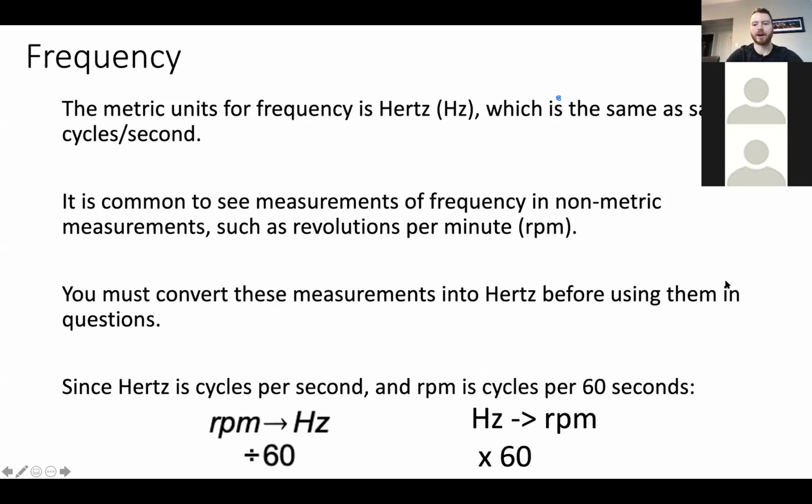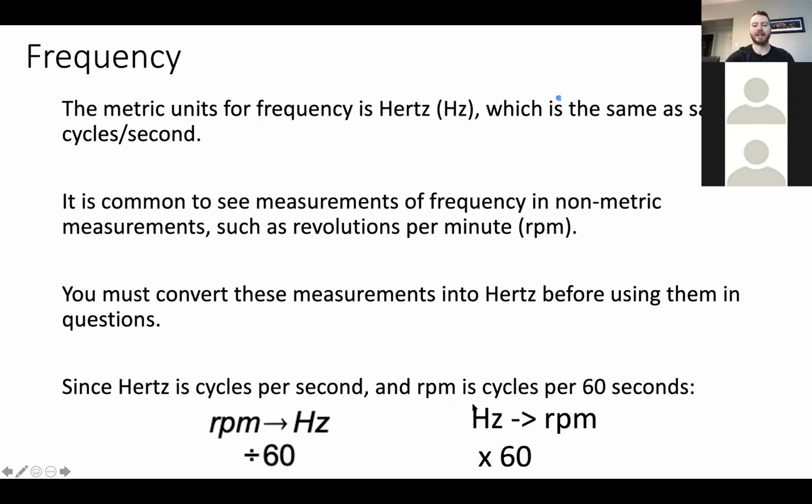So when we are given things in RPM, we need to convert them into hertz before using them in questions. Because hertz is cycles per second and revolutions per minute is the amount of cycles per 60 seconds. Remember, there's 60 seconds in 1 minute. If we're going from RPM to hertz, we can just divide the amount of RPM by 60. That will tell us the amount of cycles per second.